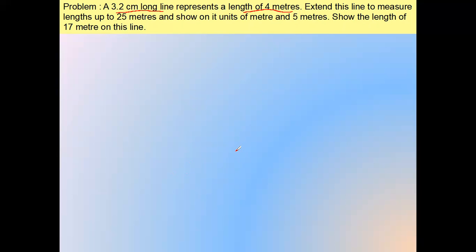Next we read: extend this line to measure lengths up to 25 meter. The meaning of up to 25 meter is that it is the maximum length. So in this problem, RF and maximum length are both given. We know very well that if RF and maximum length are given, we can calculate the length of the scale, because the length of the scale is RF multiplied by maximum length.